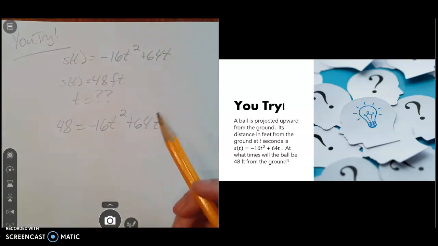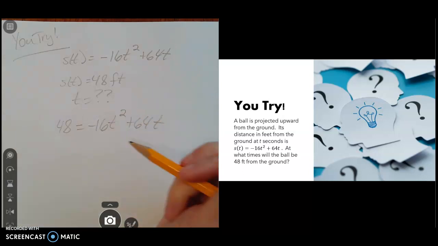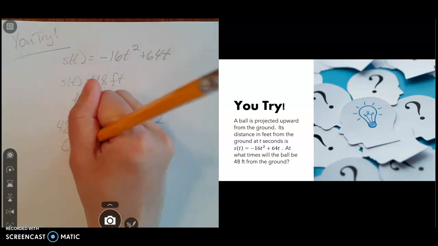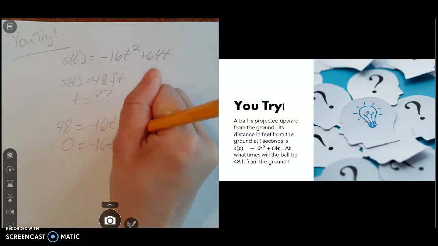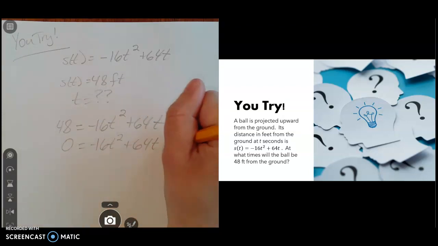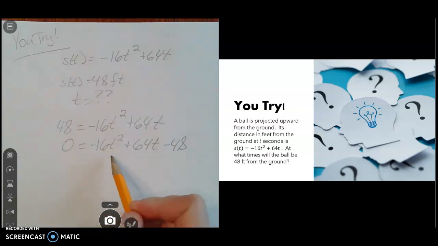From here, I can tell that it's a quadratic because I have a t squared. That's my highest exponent, a 2. So I'm going to go ahead and subtract 48 from both sides to get it in standard form. So that'll look like negative 16t squared plus 64t minus 48. And now we're in standard form where everything's on one side, our exponents are in descending order, and it equals 0.